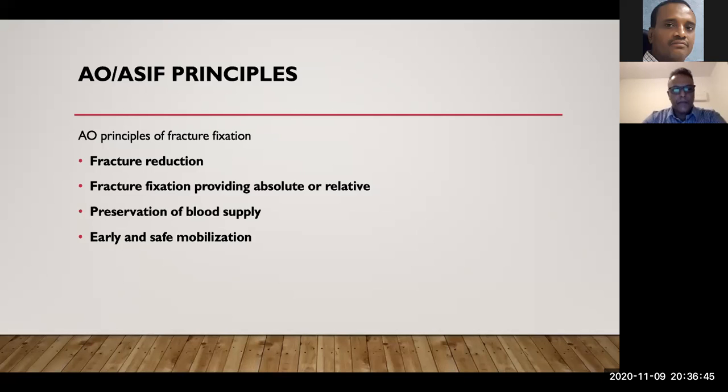There are four main principles. First, fracture reduction, then fracture fixation to provide absolute or relative stability, preservation of blood supply, and early and safe mobilization.